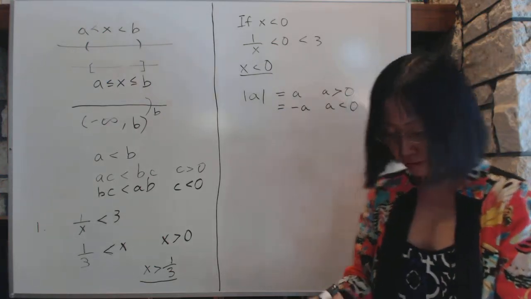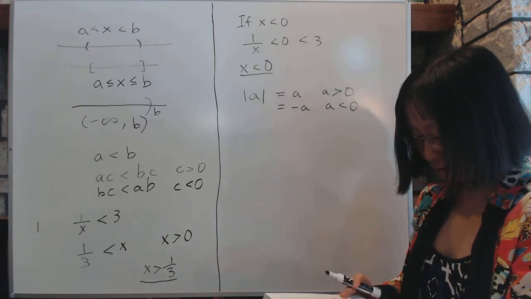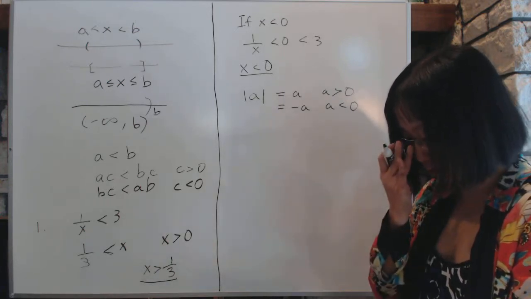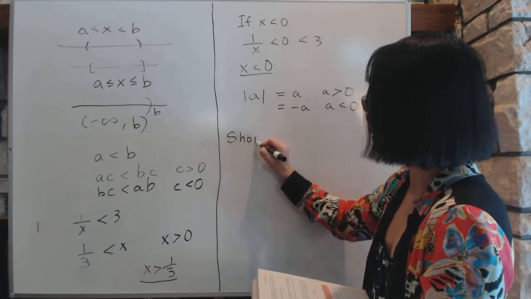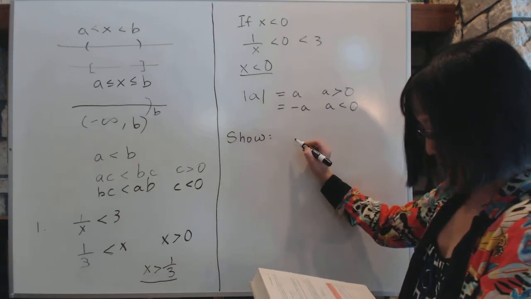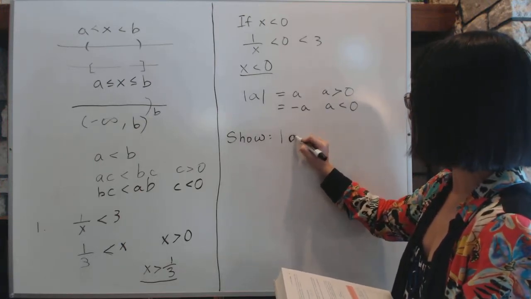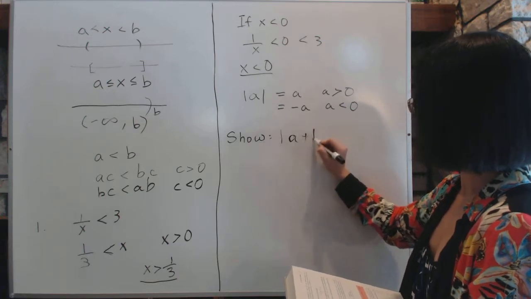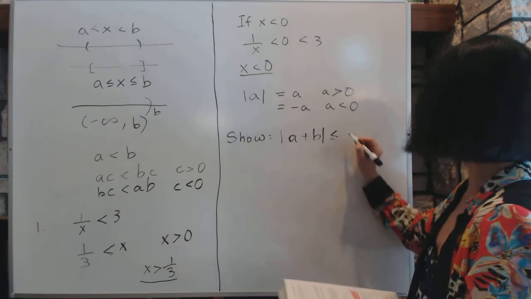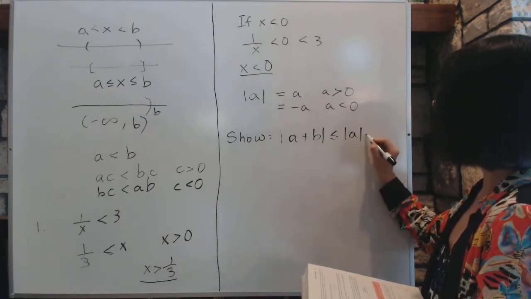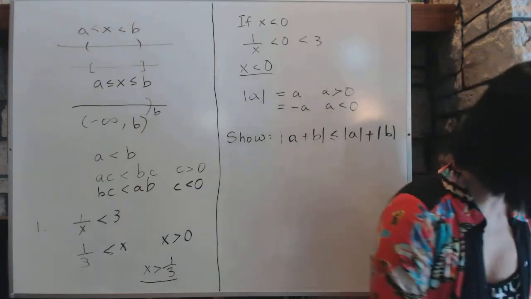Now the absolute value has certain qualities, and here's one of the more useful ones. It states that the absolute value of two numbers that you add up, A plus B, is going to be less than or equal to the absolute value of A plus the absolute value of B. And now let's prove that.